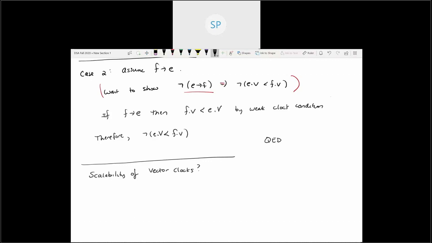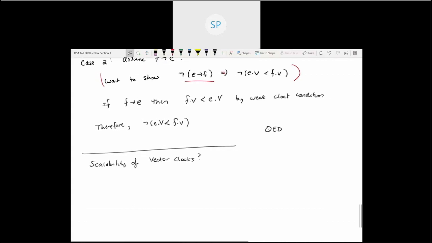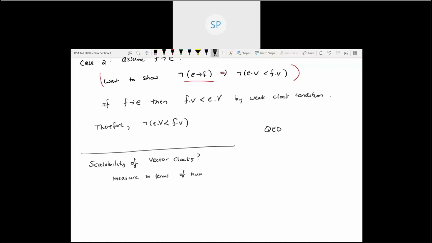And so how do we measure scalability in a distributed system? There'll be a couple of ways, but at least for right now, we want to talk about your standard things like storage. We're not so interested in compute, although it's important, but the number and size of messages is important. So we're always going to measure in terms of N, in this case, the number of processes.